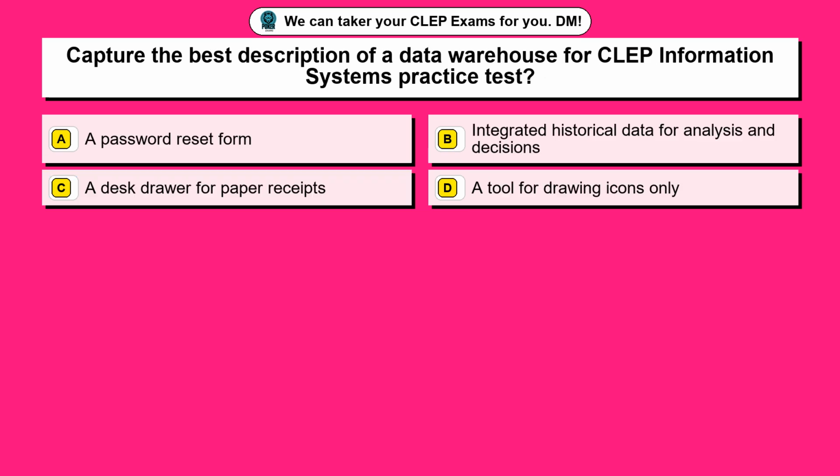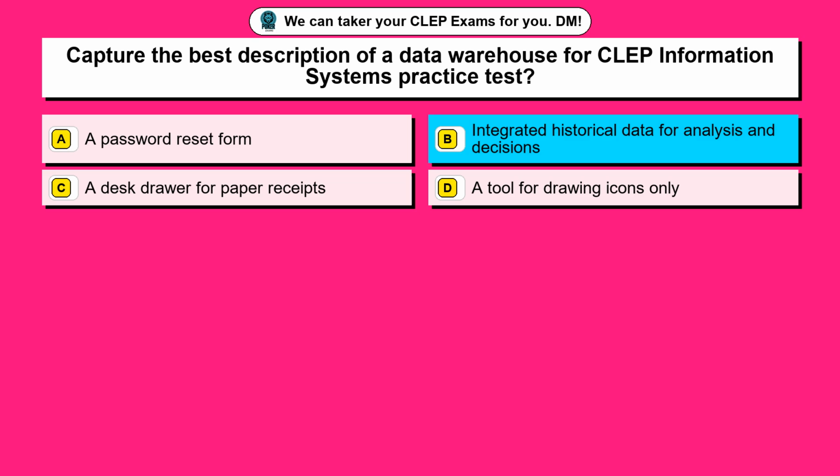Question 84. Capture the best description of a data warehouse for CLEP Information Systems practice test. Option A. A password reset form. Option B. Integrated historical data for analysis and decisions. Option C. A desk drawer for paper receipts. Option D. A tool for drawing icons only. The correct answer is option B.